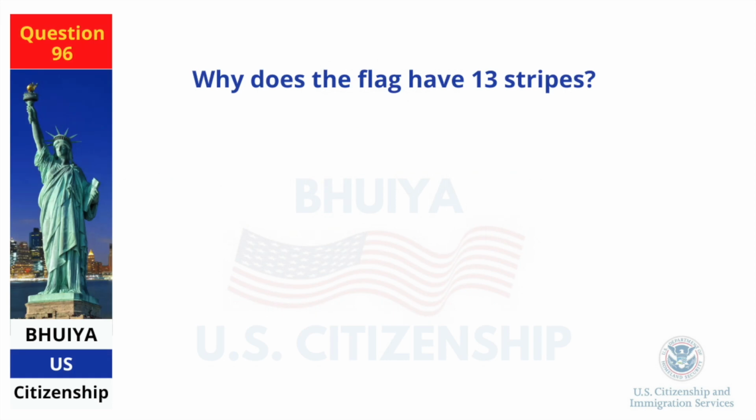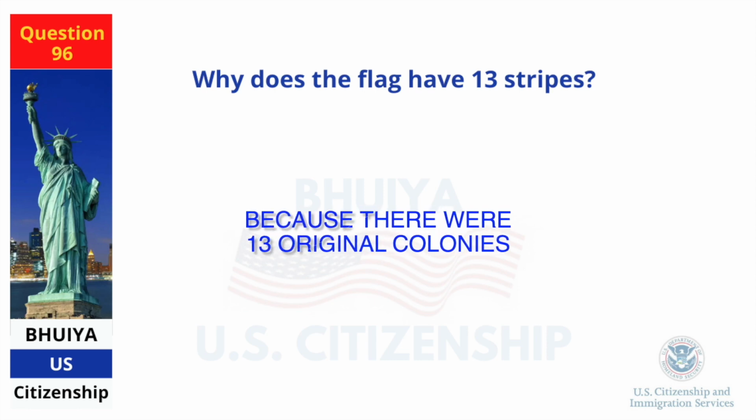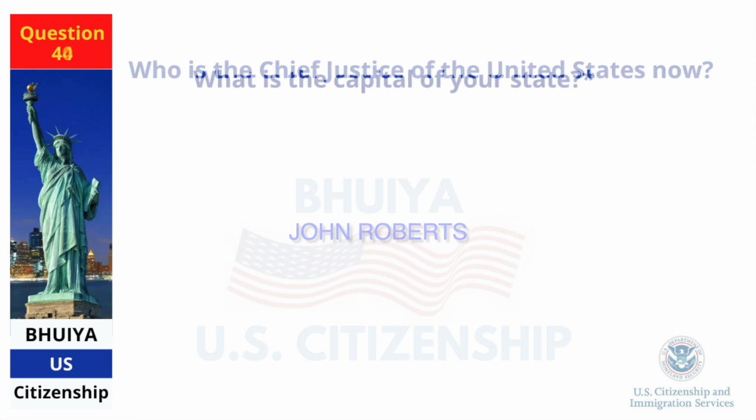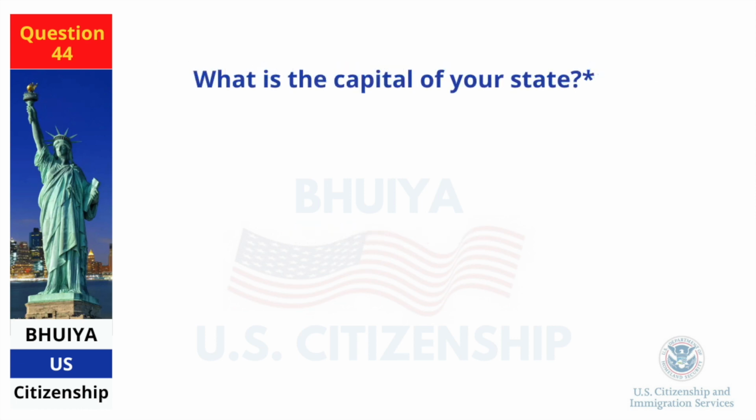Why does the flag have 13 stripes? Because there were 13 original colonies. Who is the Chief Justice of the United States now? John Roberts. What is the capital of your state? This answer will vary.